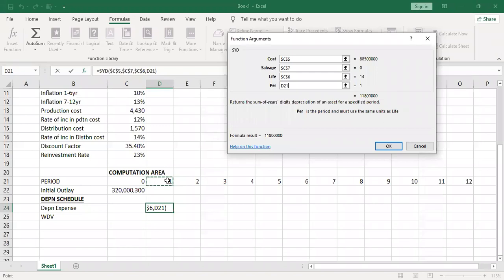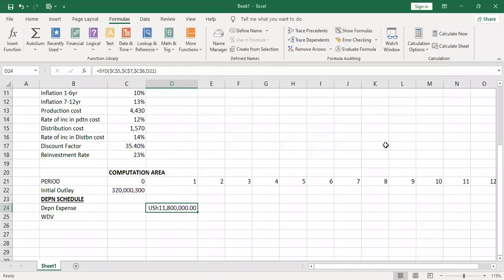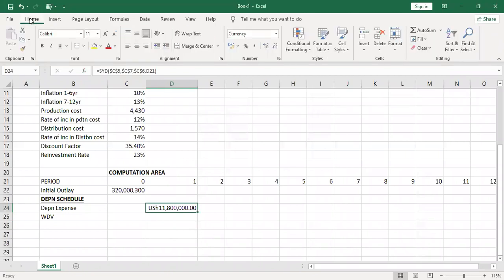Then after that, you click on OK. And then you have this depreciation. If I don't want the currency symbol, I'm going to click on the value I've got, click on the home tab, and then click on the comma style.